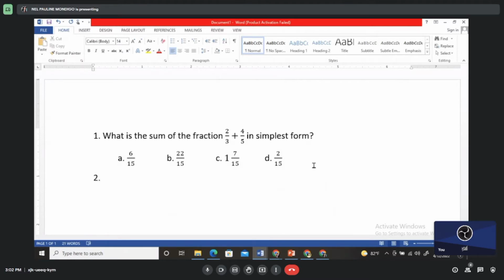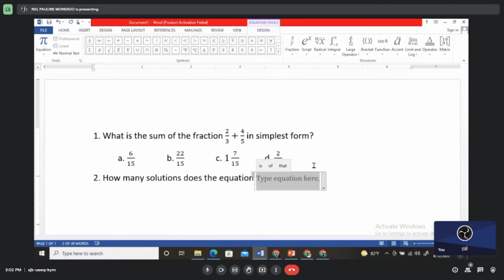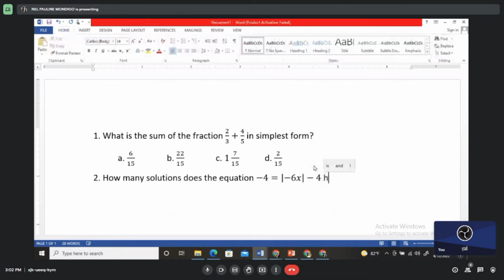For item number 2, our topic is all about absolute value equations. So the question is, how many solutions does the equation have? Since it is an equation, we will press Alt plus equals, then type what we are going to type. Negative 4 equals the absolute value of negative 6x, absolute value form, minus 4.